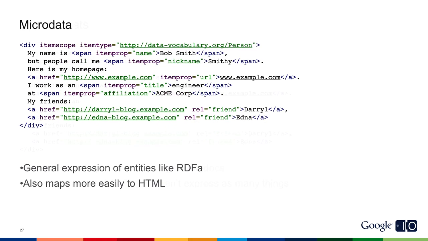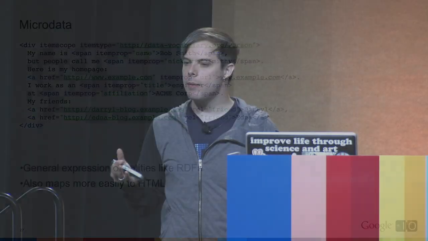And there's one more, microdata. And microdata has the general expression of entities like RDFa, but it also maps more easily to HTML. And this is my preferred method. Yeah? I like it mostly because when I'm reading an HTML document, I can parse this easier. And so maybe that's just a personal preference. This is the one that I'll be using in examples today.